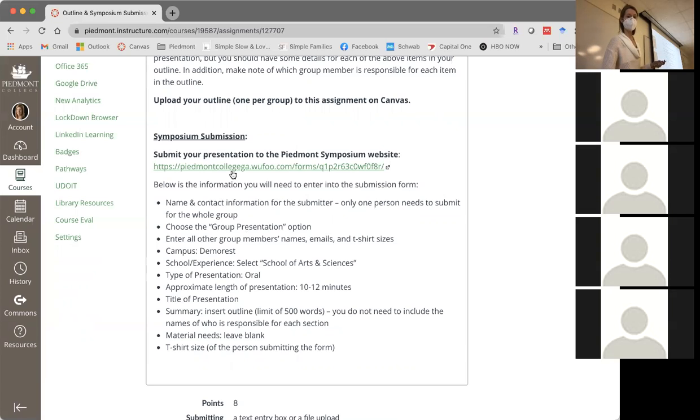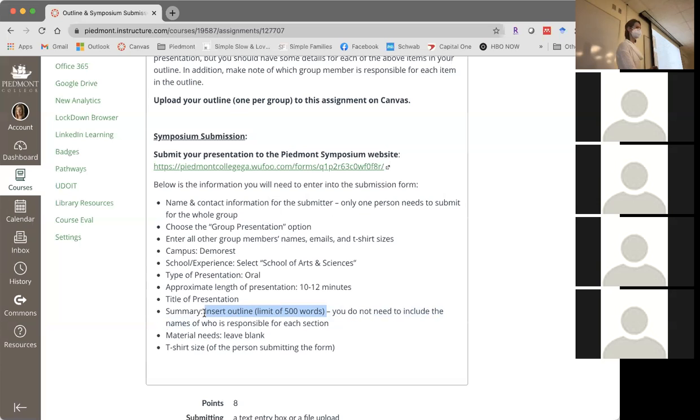So you just click on that. It'll bring up a form. You'll put in all of this information. The hardest part is going to be that summary, which is going to be your outline. It is limited to 500 words. I don't know that that would be an issue for anyone. 500 words should be enough, but just keep an eye on that. You can cut it down for the submission part if it doesn't fit. Okay, and that is due, like I said, February 26th, next Friday by 11:59 p.m.